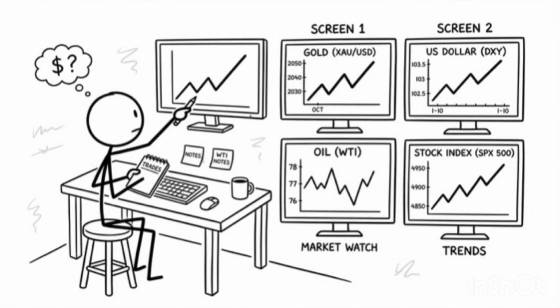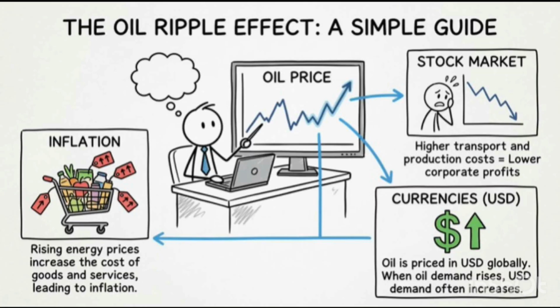Stock markets may decline because companies face higher operating costs. Airline companies and transportation sectors may suffer due to rising fuel prices. At the same time, energy companies may benefit from higher oil prices. So traders often watch the oil market closely because it can provide important signals about the broader economic impact of the conflict.